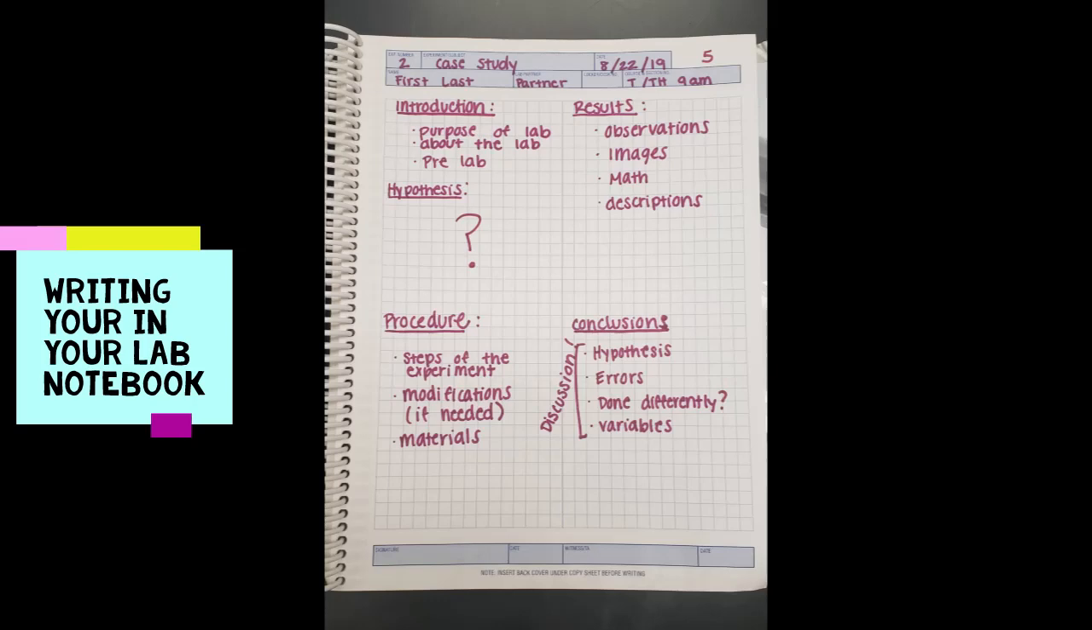And the right side of the page is going to consist of results and conclusions. So your results are going to be any observations you have made, any images you have, and possibly any equations or math that you had to do, as well as descriptions. So if you have images, make sure you put descriptions of those images in there.